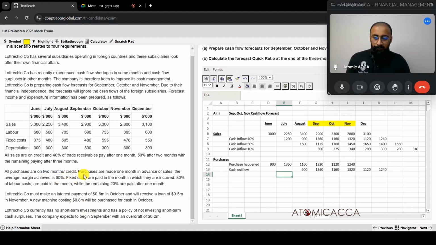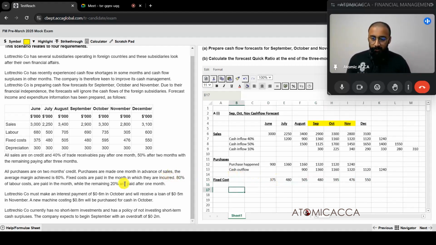Next they are telling us about fixed cost. Fixed cost, they are telling, will be paid in the month in which it is incurred. So for fixed cost, there is no extra calculation. The amounts will be 375, then 480, 505, 480, 595, 595, 476, and 550. So that is ready.